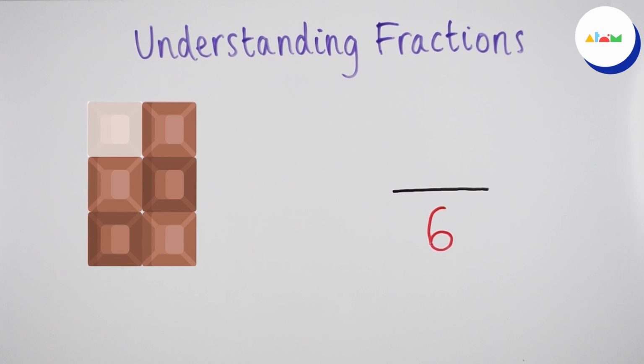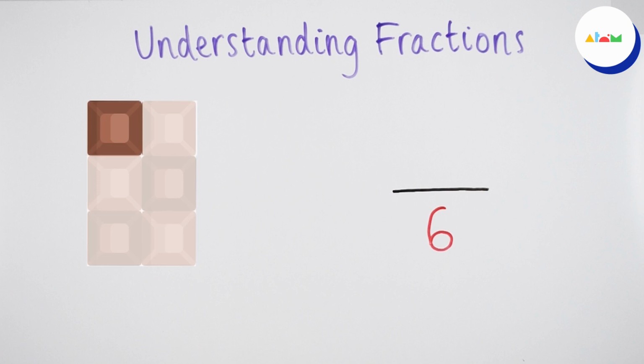The numerator tells us how many pieces we actually have. In this case, someone has eaten one of the chocolate squares, so we have 5 of them left. 5 is the numerator. So the fraction of chocolate we have left in this bar is 5/6. The fraction of the chocolate eaten was one of these chocolate squares, or 1/6.